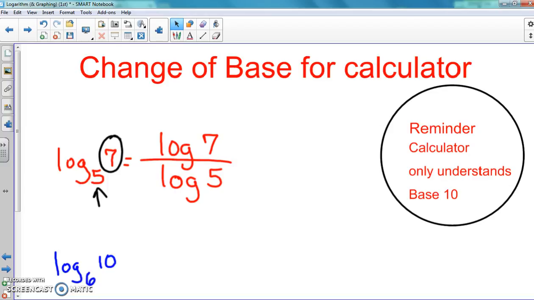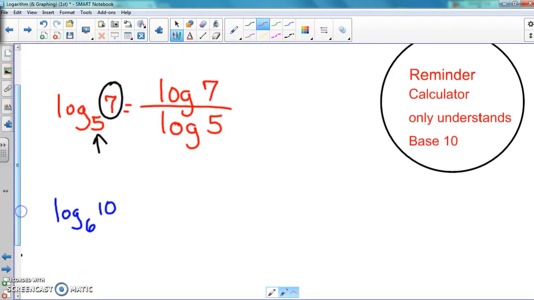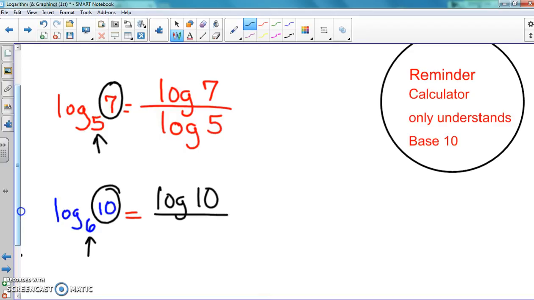Before we put it in the calculator, let's do the next one here. We do the exact same thing. We do log of the big number divided by log of the base, so this is log 10 divided by log 6. So you set it up just like that. Log 10 over log 6, log 7 over log 5 here.